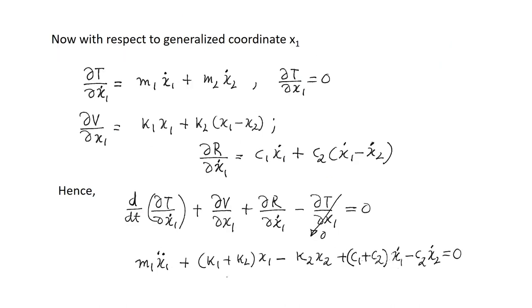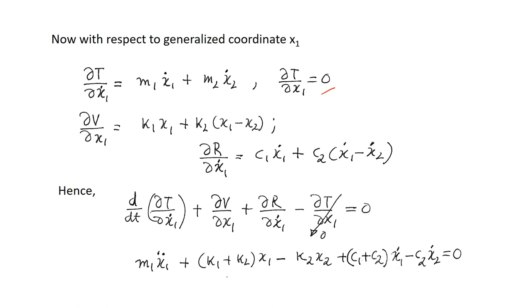now we can evaluate the terms of Lagrange's equation. So, del T by del x 1 dot equals m 1 x 1 dot plus m 2 x 2 dot. You can see that del T by del x 1 is 0, because the kinetic energy does not contain the displacement coordinates. Del V by del x 1 gives k 1 x 1 plus k 2 into x 1 minus x 2. From Rayleigh's dissipation function, del R by del x 1 dot equals c 1 x 1 dot plus c 2 into x 1 dot minus x 2 dot.